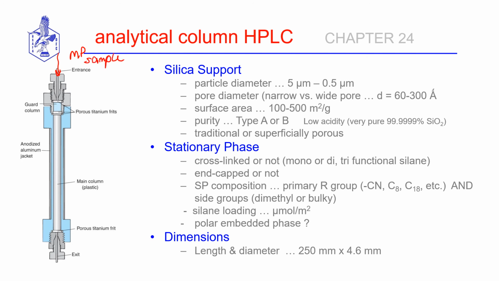Okay, you oftentimes are going to have what we call a guard column first, because we wish to remove any particulates or anything that can gum up the column. And so we have little porous frits that are going to retain particulates and allow the mobile phase and any reasonably sized components through. The outside of the column is an aluminum jacket.